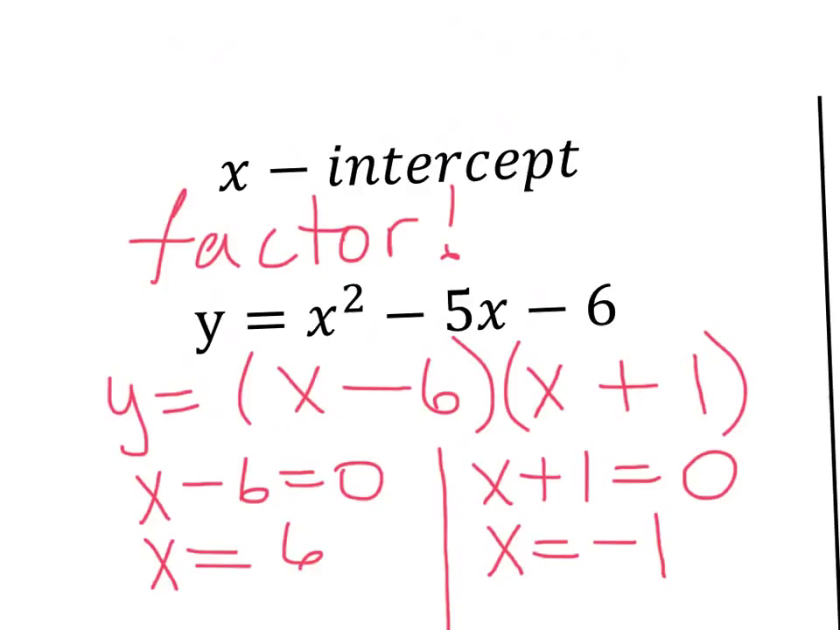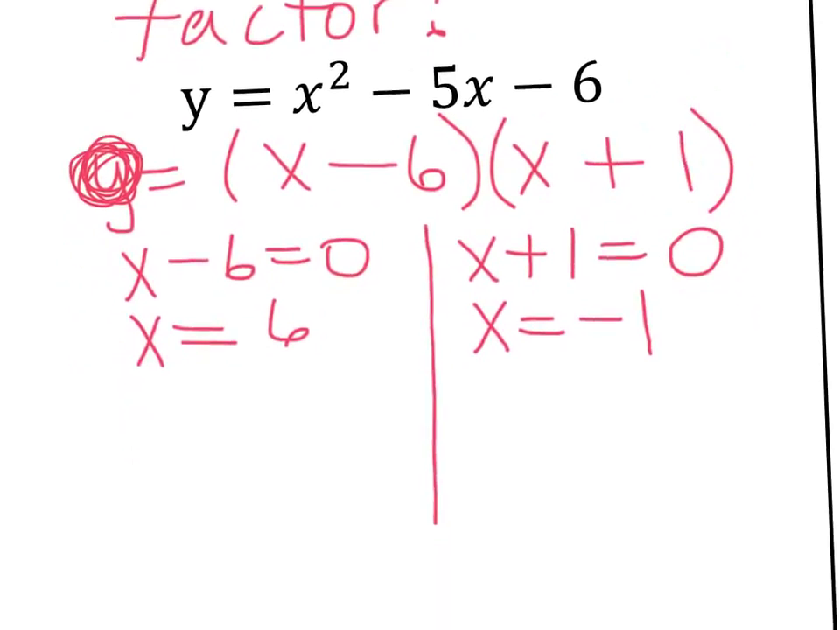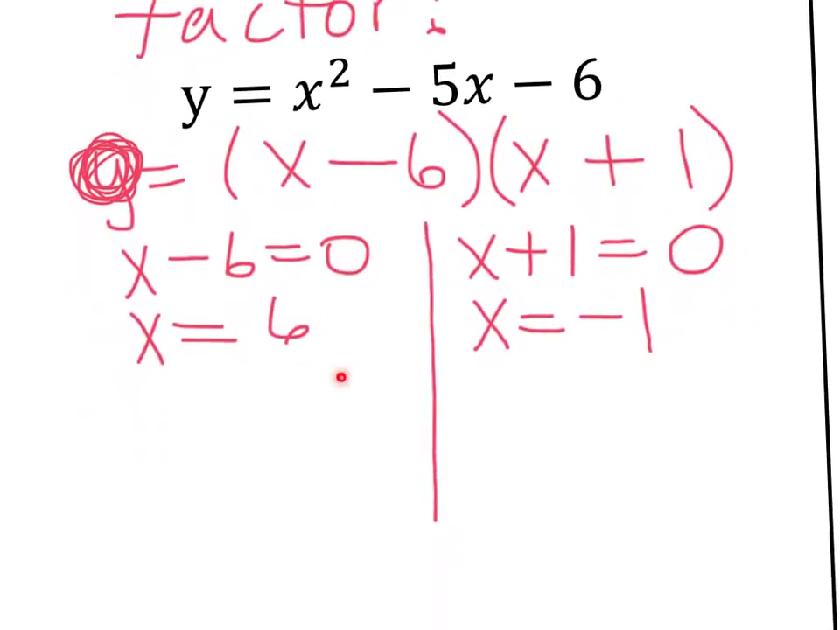All right, so to find the x-intercept, you want to factor this. You want to set this equal to 0, essentially, and factor your expression on the right side. So factor your quadratic, and then you end up with (x - 6)(x + 1). Set each of those brackets equal to 0, and you get x = 6 here, and x = -1 over here. So your x-intercepts are 6 and -1.